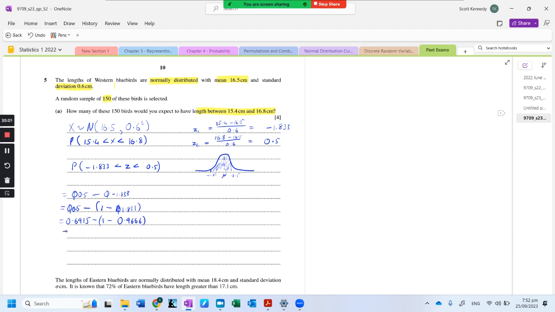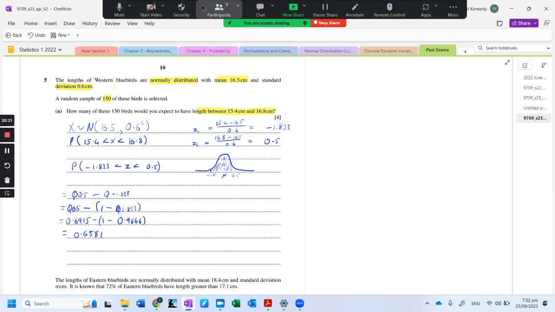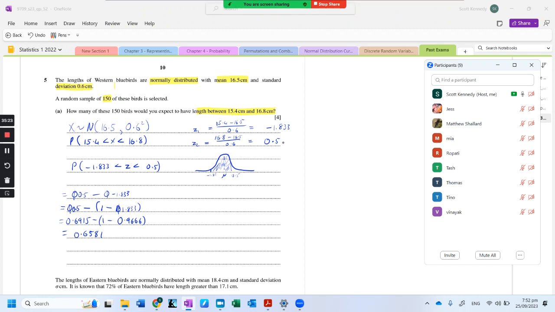Then plug that into the old calculator. I'm getting 0.658 to 3 significant figures, or 0.6581. Hang on, where's that gone? Come back. Okay, all right. Does anyone have any questions about that?